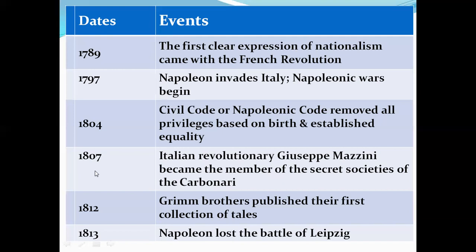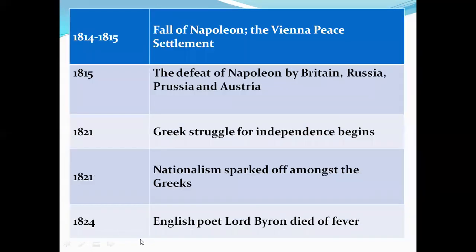1807, Italian revolutionary Giuseppe Mazzini became a member of the secret society of the Carbonari. 1812, the Grimm brothers published their first collection of tales, the role of folk tales said by the Grimm brothers. 1813, Napoleon lost the Battle of Leipzig. 1814-15, the fall of Napoleon.